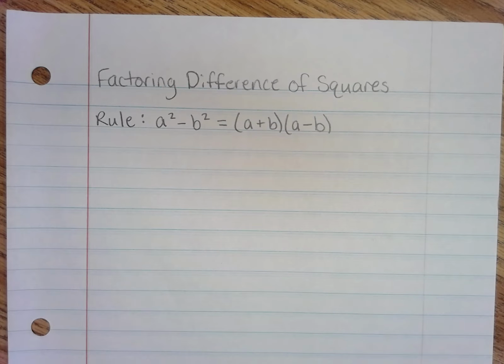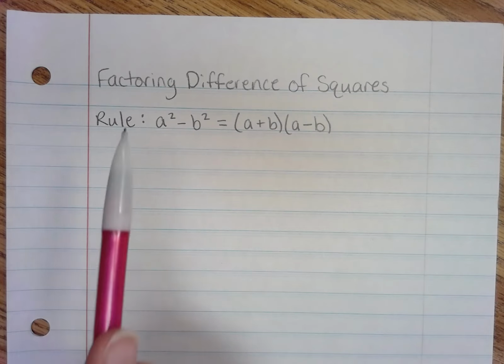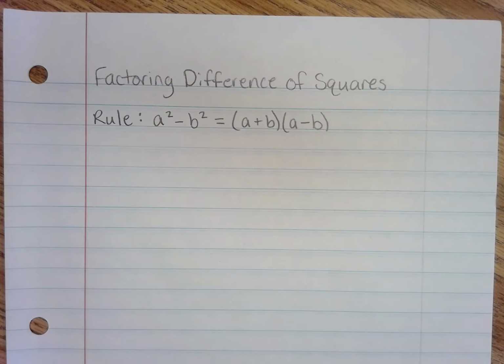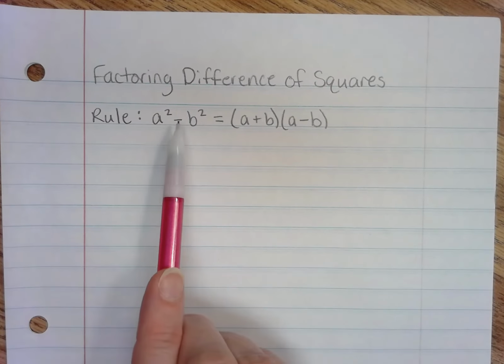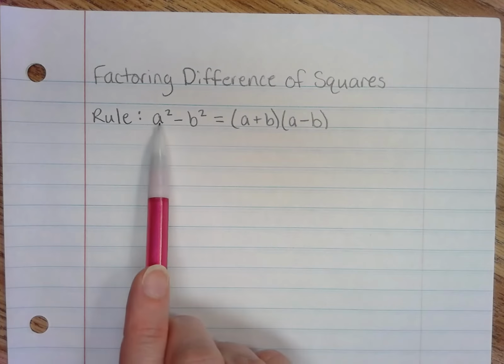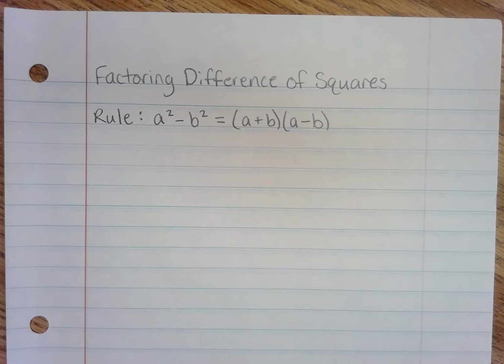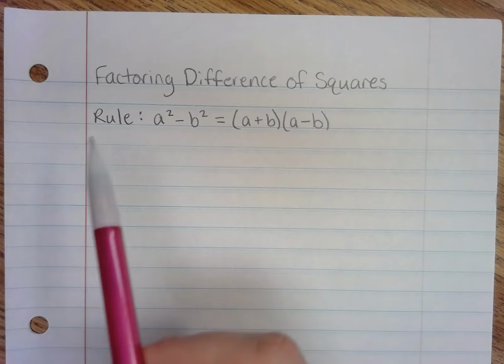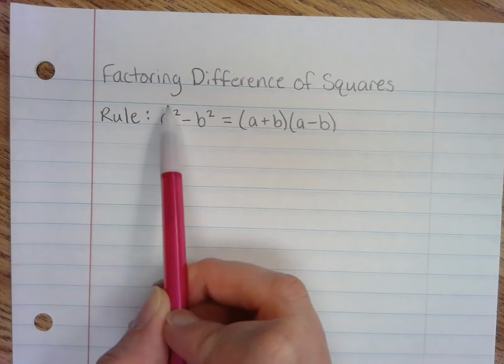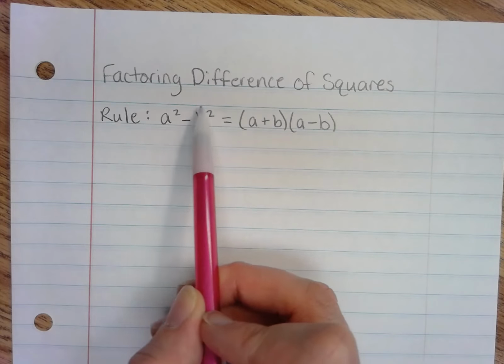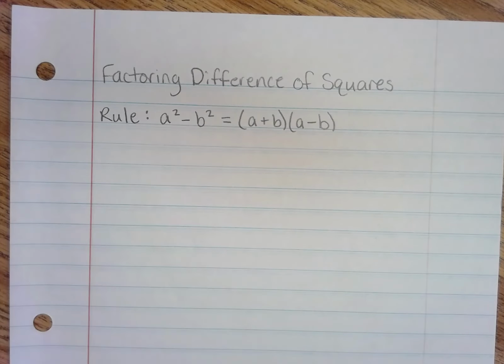In order to factor a difference of squares, you must have a binomial, so meaning two terms, with a subtraction sign between the terms. That's what difference means, is subtraction. The first and last term must also be perfect squares. So that's why we see here a squared, so it's going to be something squared minus another perfect squared, a b squared term. So let's look at some examples.